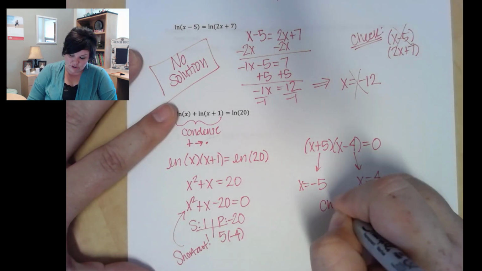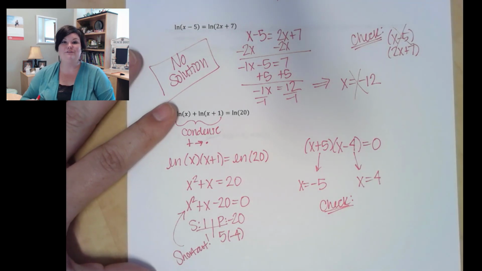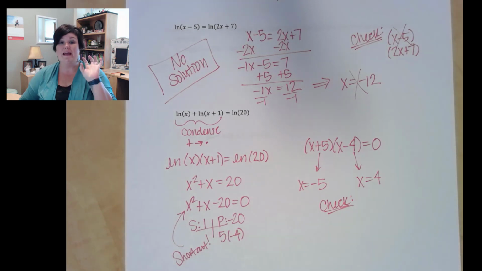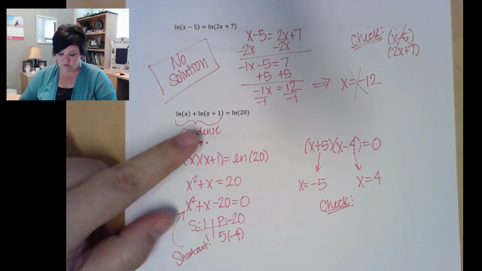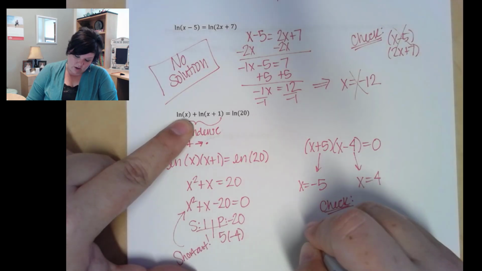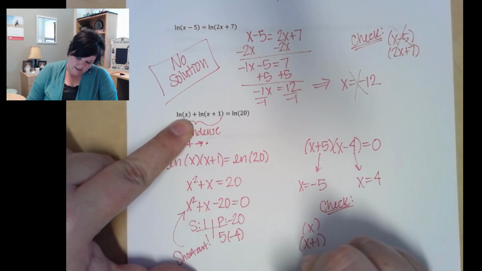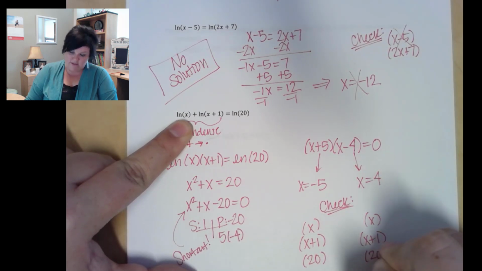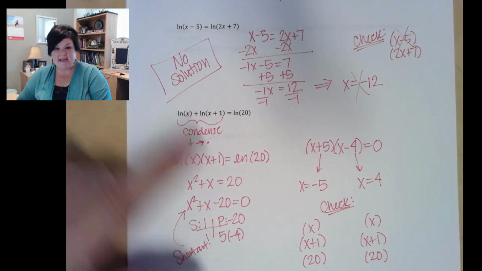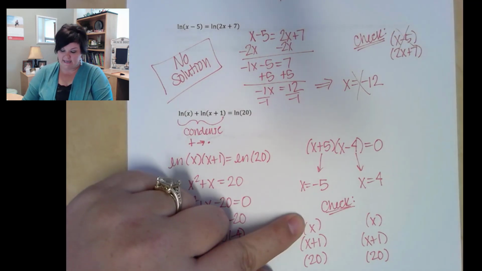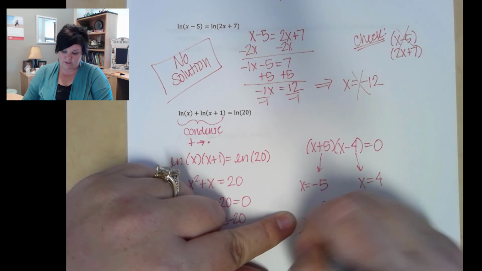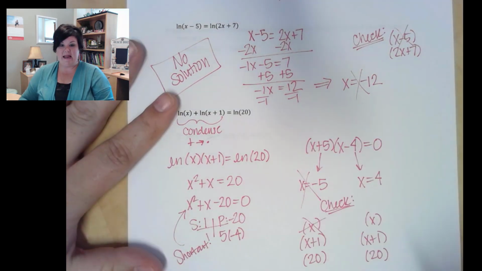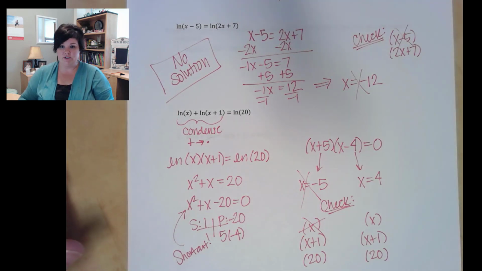Once I have my answers, just like all the other ones we've done, we have to check our answers to make sure that we don't get anything negative or 0 inside those log quantities. So the log quantities that I have here are x, x plus 1, and 20. And I'm just going to write it under each one: x, x plus 1, and 20. Okay. When I check negative 5 and I plug it in for x, I get negative 5, which does not work. So the fact that just even that first one didn't work, I don't even have to plug them into the other ones. I know that x equals negative 5 is not one of my solutions.